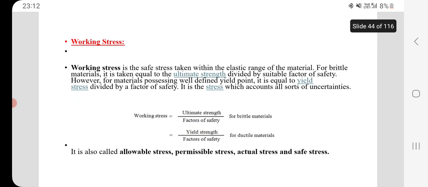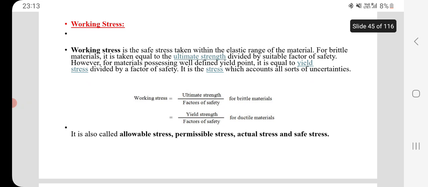Working stress is the safe stress taken within the elastic range of the material. For brittle material, it is taken equal to the ultimate strength divided by a suitable factor of safety. However, for material possessing a well-defined yield strength, it is equal to the yield stress divided by the factor of safety. It is the stress which accounts for all sorts of uncertainties.